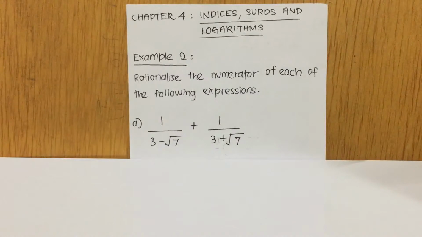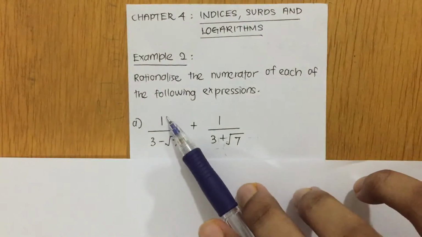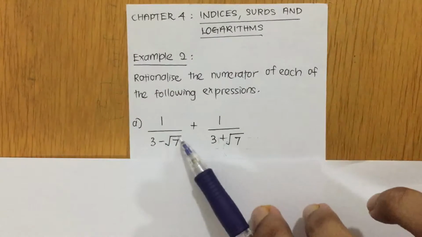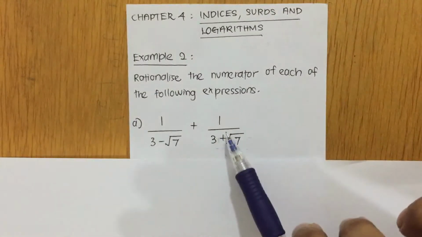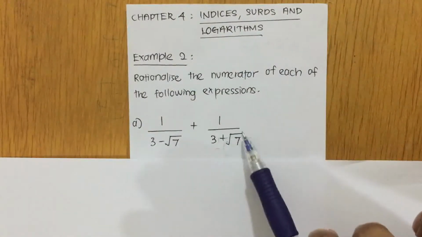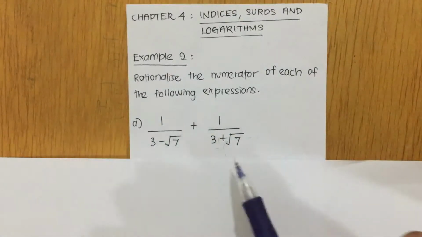Alright, let me read Example 2, question part A now. Rationalize the numerator of each of the following expressions. As you can see right here, you have 1 over 3 minus square root 7, plus 1 over 3 plus square root 7. So this is the question.